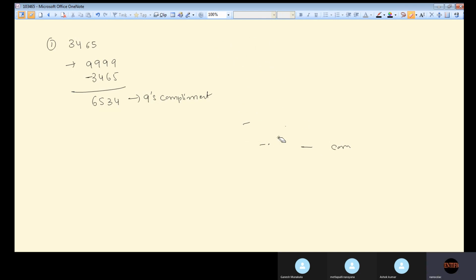Now, to find the tens complement of the same number, what you need to do is, to the nines complement, you add 1. This becomes the tens complement. 5, 3, what is this? 5, 6. This is nothing but the tens complement.